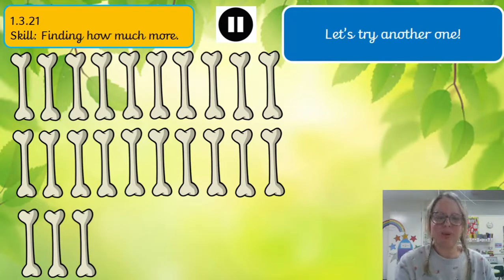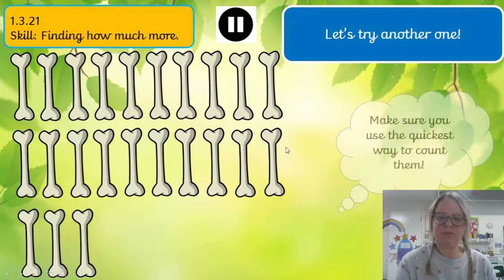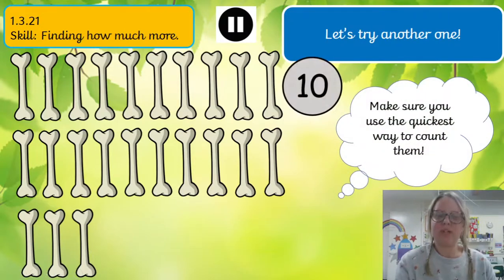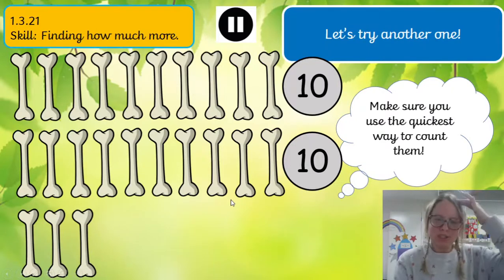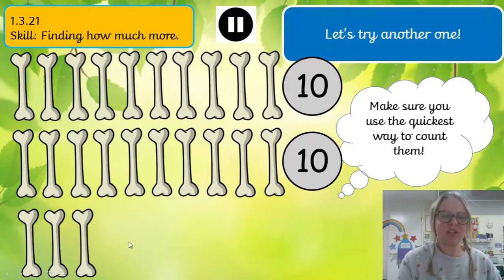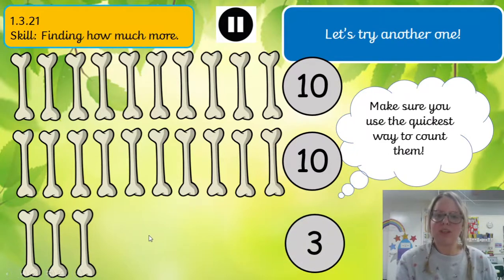Now let's try another one. So we know this is 10. So we can count those really quickly. 10 and 10. 10 and 10 makes 20. So we know that's 20 without even counting them. So we can put 20 in our head, and we've got some ones here. 20, 21, 22, 23. 23 all together. Can you find 23 on your 100 square?